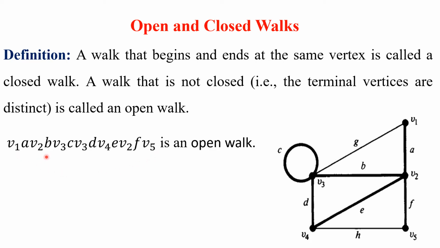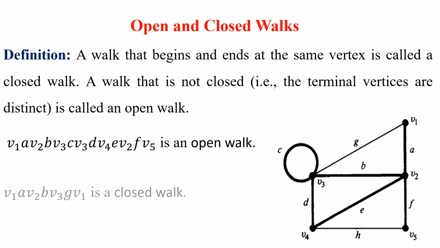Here see the vertices are not all distinct. V3 repeats. So in a walk, a vertex can appear more than once, but the edges A, B, C, D, E, F are all distinct.